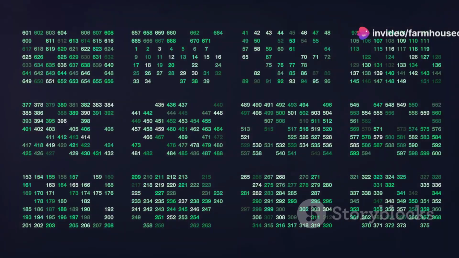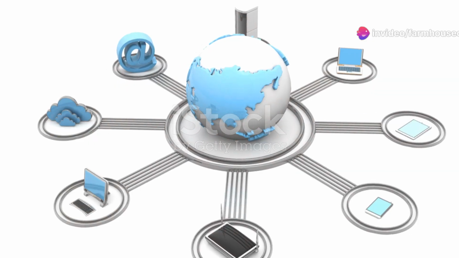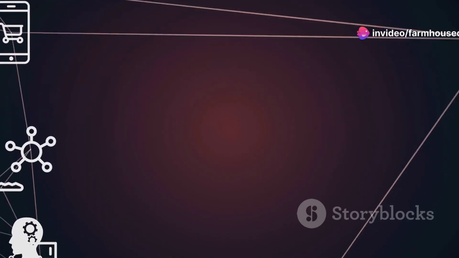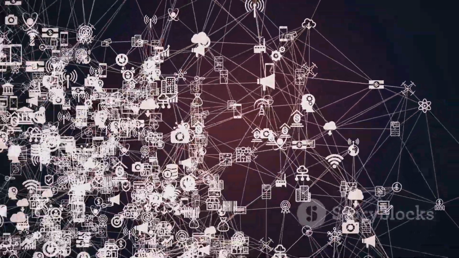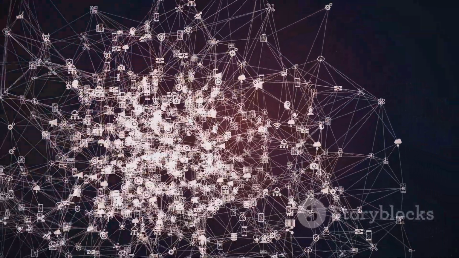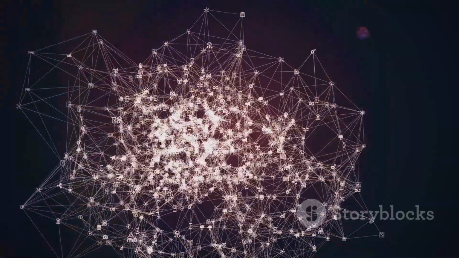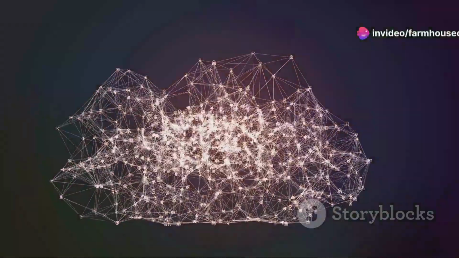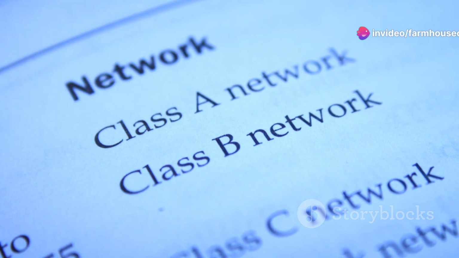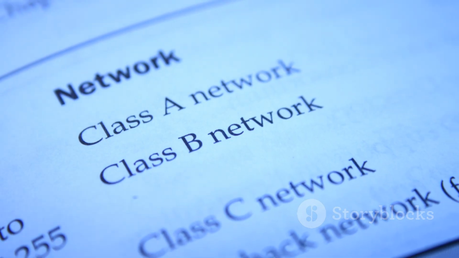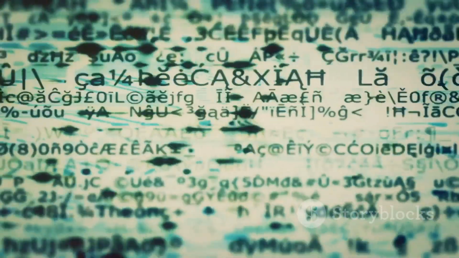IPv4, or Internet Protocol version 4, is the most widely used IP address version. It has been the standard for decades and is still used by most devices on the internet today. An IPv4 address consists of 4 numbers separated by dots, ranging from 0 to 255. For example, 192.168.1.1 is a typical IPv4 address.